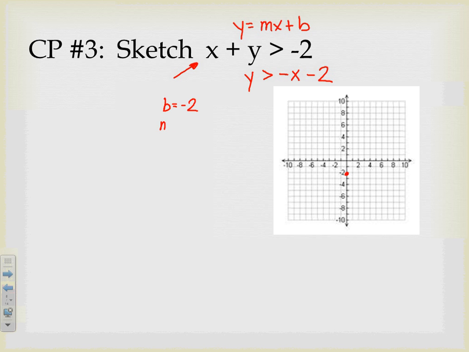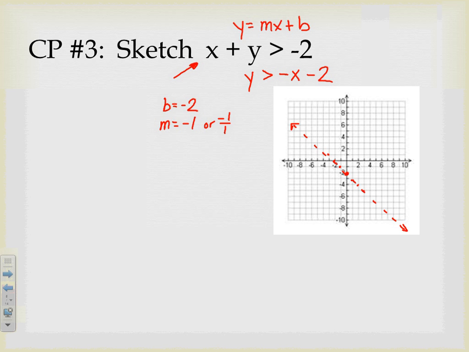My slope is negative 1, or rise over run form, negative 1 over 1, which means down 1, right 1. We'll just make a bunch of them. You could also go up 1 and left 1 if you wish. Taking a look at my symbol again, it's going to be a dotted line. So the graph of my line goes there.